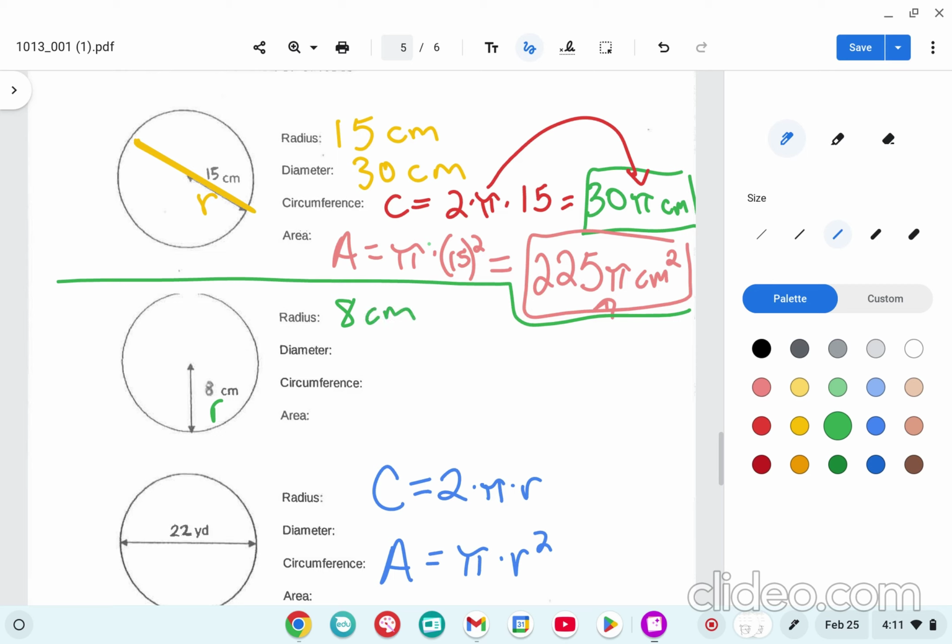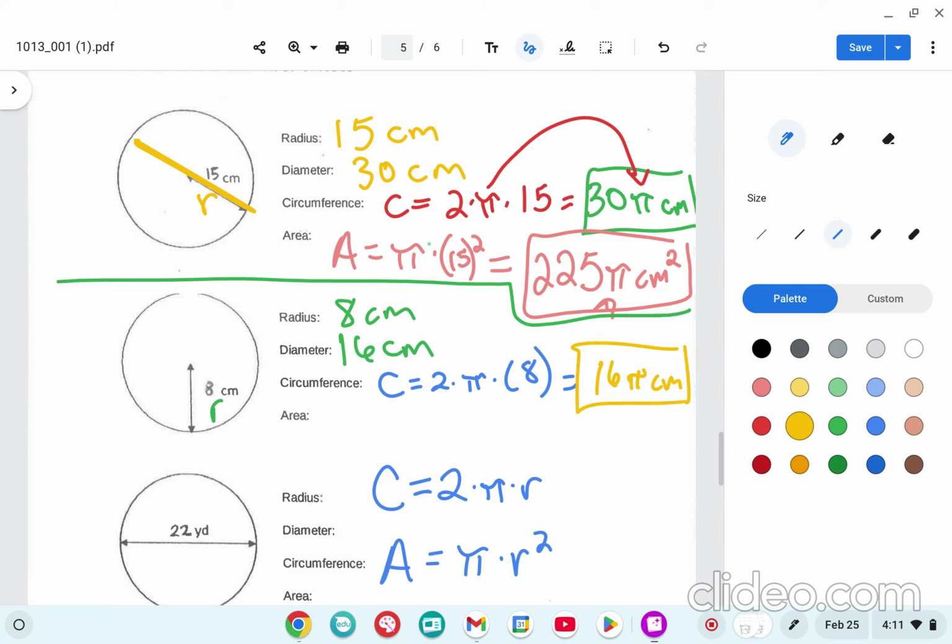Then I grab my circumference formula: 2 times pi times r, which is 8. And then I just simply multiply the 2 times 8, and I get 16 pi centimeters. Again, not doing anything about pi. I'm just bringing pi through to the end of the problem. My area formula is pi times r squared, which in this case is 8 for my r. 8 times 8 is 64. So it's going to be 64 pi centimeters squared.